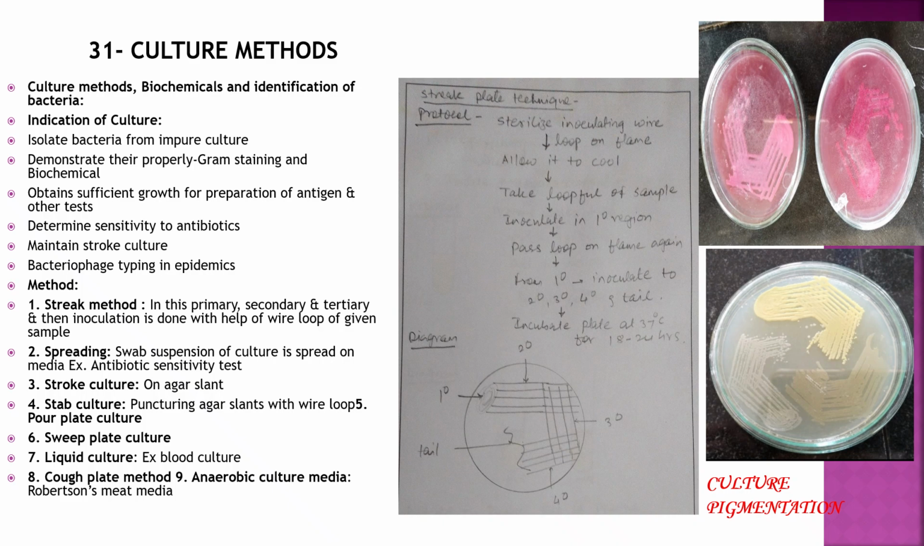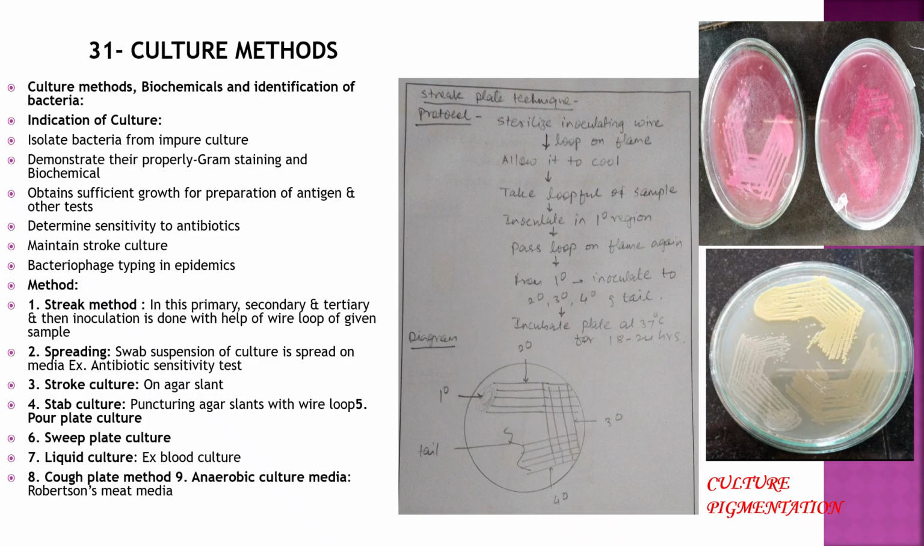Media. So streaking on the plates is done this way. First you have to take this, you have to heat the wire loop on a flame till it becomes red hot, then wait for some time so it will cool, and then after that you have to take the sample in the wire loop and then do primary inoculation.